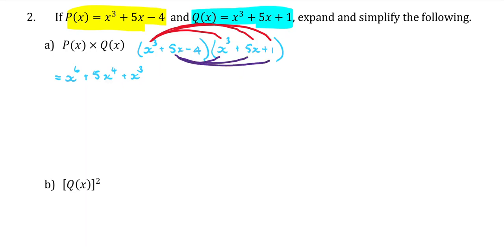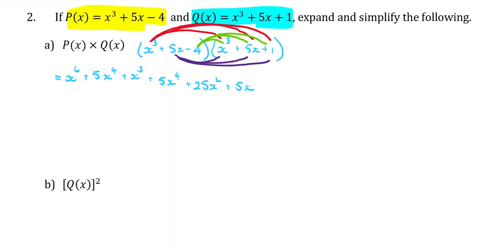So that will give us 5x times x cubed is 5x to the 4. 5x times 5x is going to be plus 25x squared. 5x times 1 is 5x. And I still have the minus 4 here that needs to multiply into each thing in the second bracket.